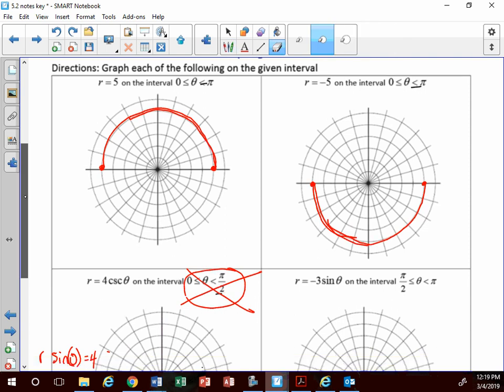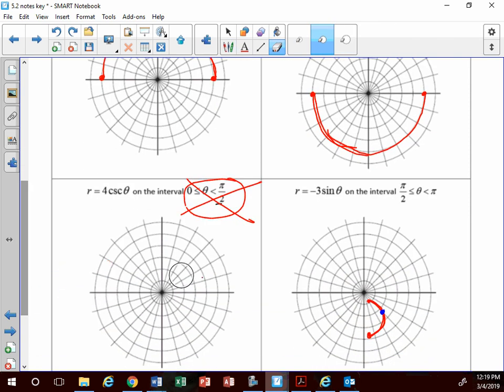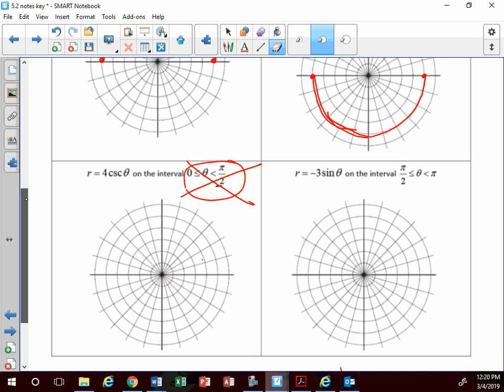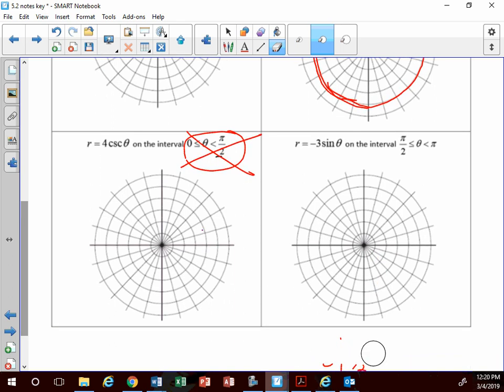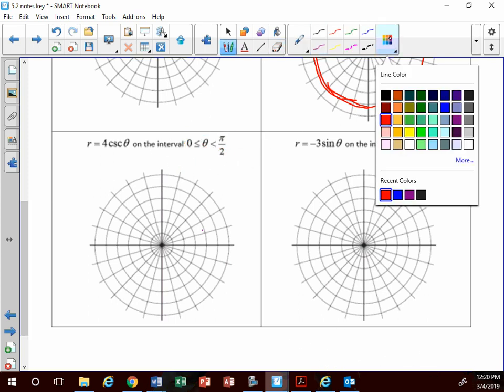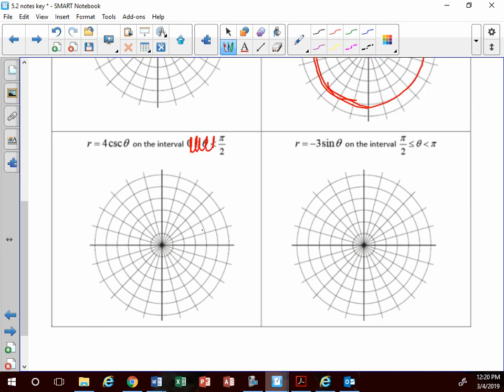Alright, now the next one. Don't be scared because it says 4 cosecant. Okay, I've given you an interval here. I want you to cross it out. We are not going to do this interval. I'll explain why here in a minute, but forget that. Okay? Let's figure out what 4 cosecant of theta really is.